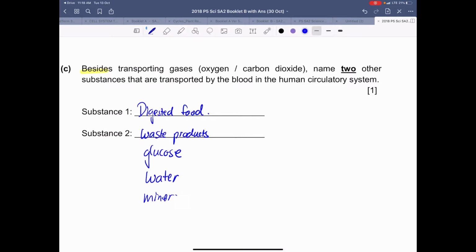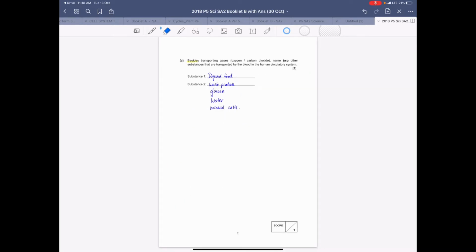Now, minerals, okay, digested food and glucose is the same. So all these are either or. So if you put digested food and you put glucose as your substance as the second one, no, cannot. Okay? Cannot. So what I'm looking for is digested food, except glucose, except water, except mineral salts, also accept. Okay? So be very clear. Next.